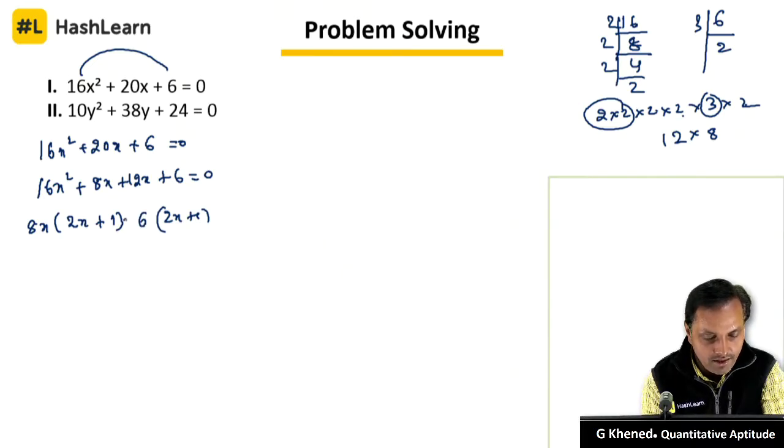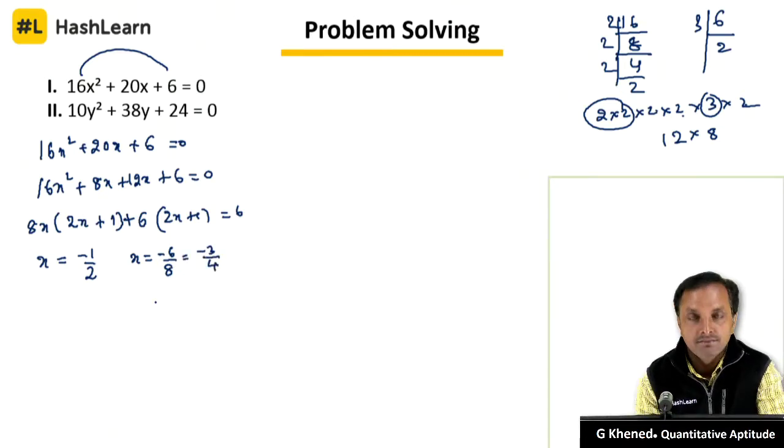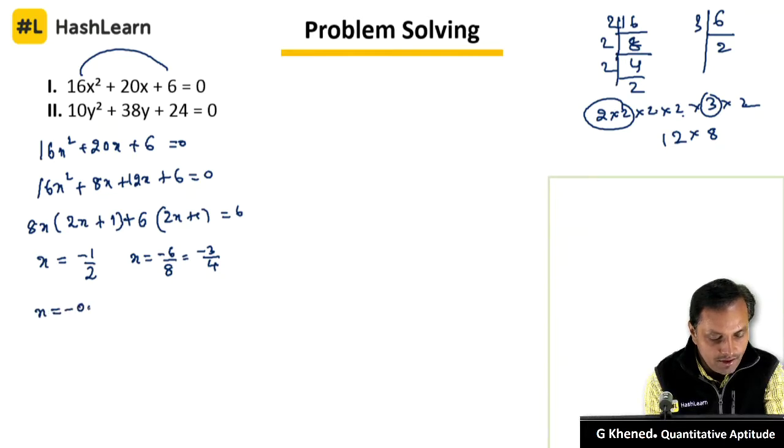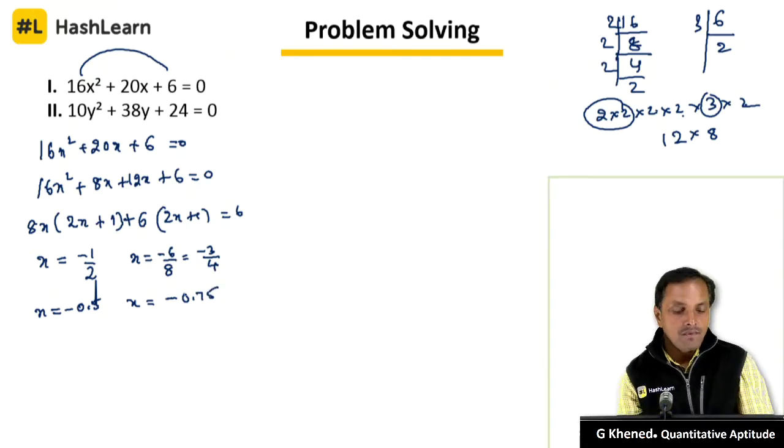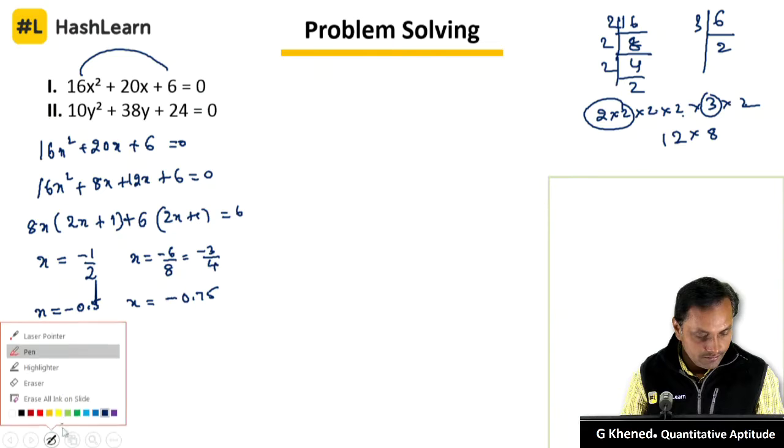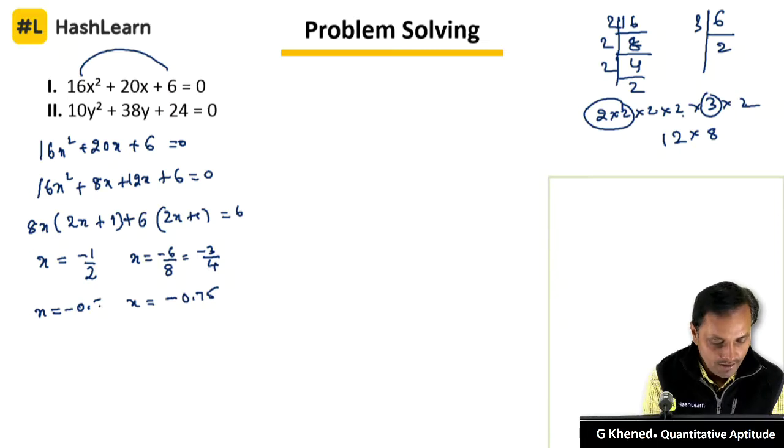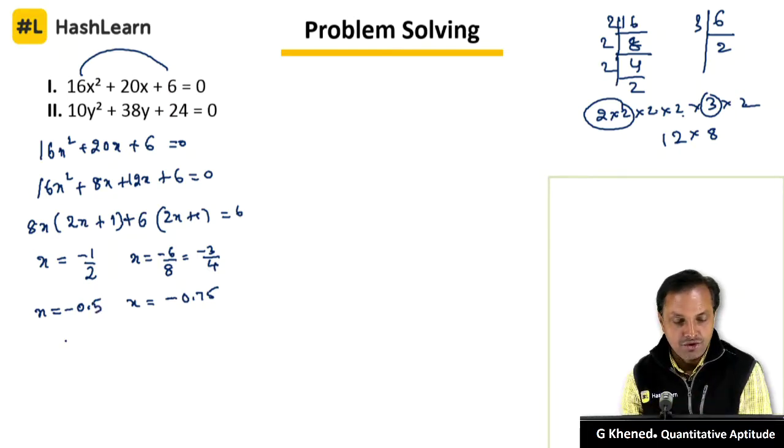So you can take 6 common here, 12x plus 6. So you will have two values, one value of x is minus 1 by 2 and the second value of x is minus 6 by 8, which is equal to minus 3 by 4. This is minus 0.5, minus 0.75. The value of x, you will have two values of x, one is minus 0.5 and the other one is minus 0.75.